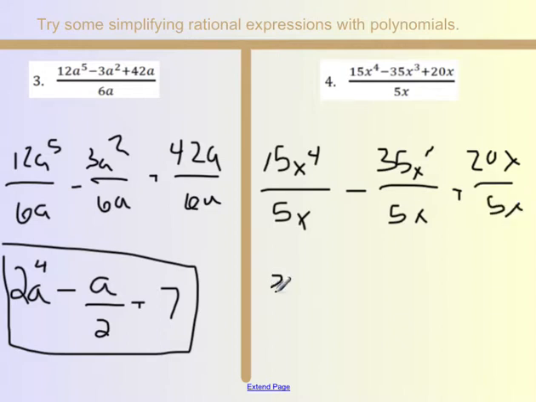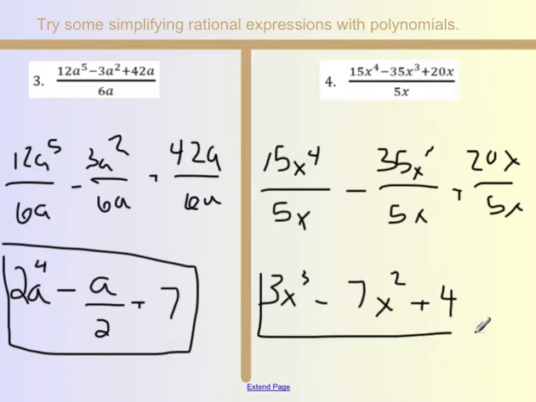15 divided by 5 is 3. X to the 4th divided by x to the 1st is x to the 3rd. 35 divided by 5 is negative 7. X to the 3rd divided by x is x squared. 20 divided by 5 is 4, and x over x is going to cancel. So this is your final answer for number 4.